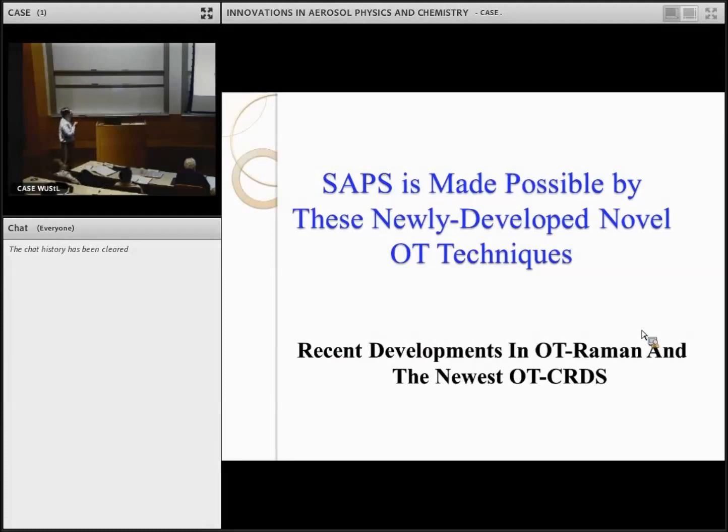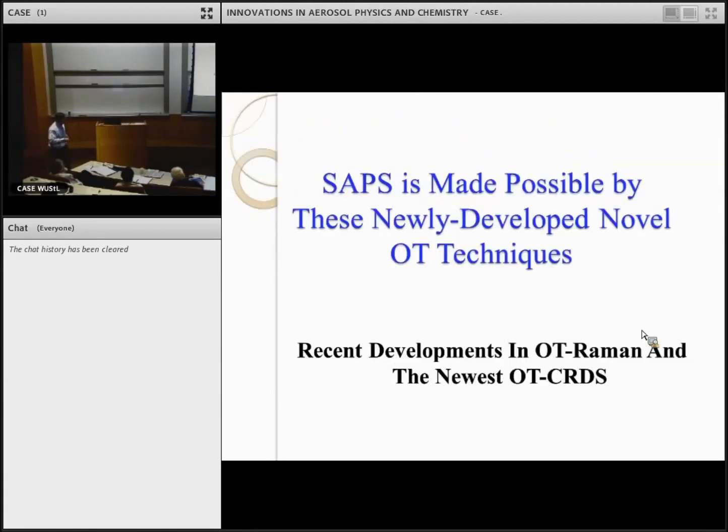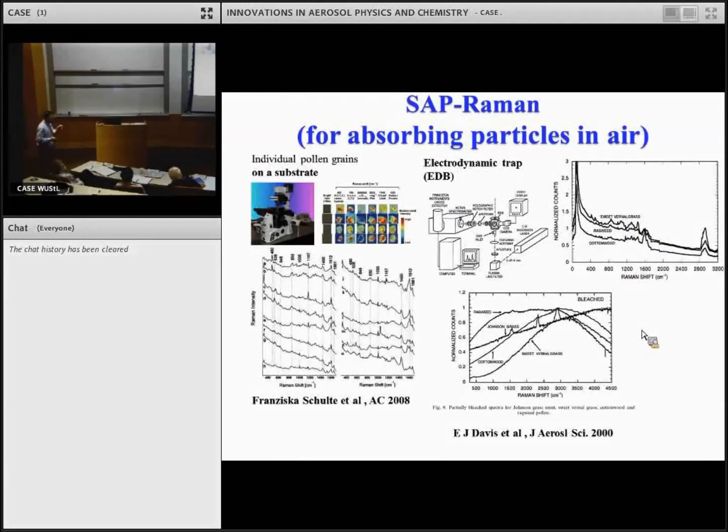Because of this newly developed optical trapping technology, we can now think about single aerosol particle spectroscopy. Here I will briefly mention the most recent work on optical trap Raman spectroscopy. I am talking about Raman of an optically trapped particle, rather than putting a single individual particle on a substrate, which is the conventional approach, or trapping it by an electrodynamic balance trap. We talk about optical trap.